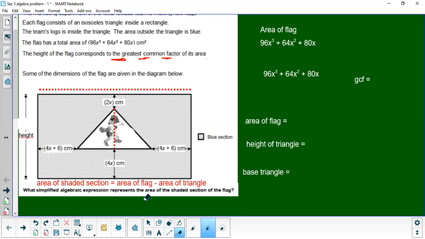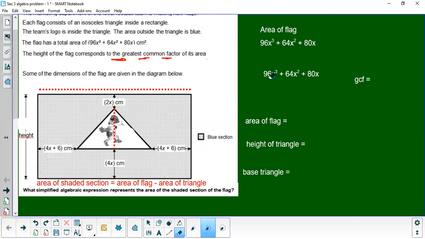Now, we know the area of the flag, so we have to find the area of the triangle. The first thing we're going to do is look at the height. What is the height of this triangle? The height of the flag corresponds to the GCF, the greatest common factor of its area. So let's look at the area of the flag, and to get the height of the flag, we need to find the GCF.